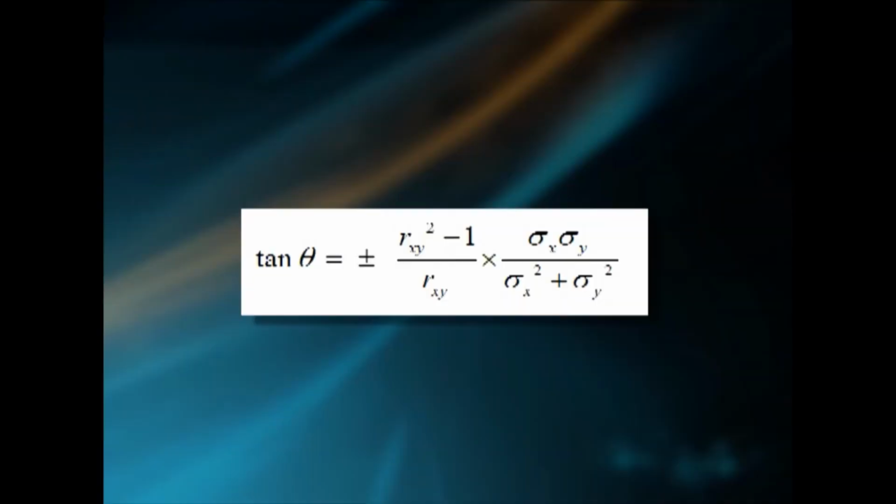From here we get the slopes of these two regression lines as m1 equal to Rxy into sigma y by sigma x and m2 equal to sigma y divided by Rxy into sigma x. Let us consider theta as the angle between the regression lines. Using the slopes of the regression lines, we can derive tan theta equal to plus or minus (r square xy minus 1) by Rxy into (sigma x into sigma y) divided by (sigma square x plus sigma square y).